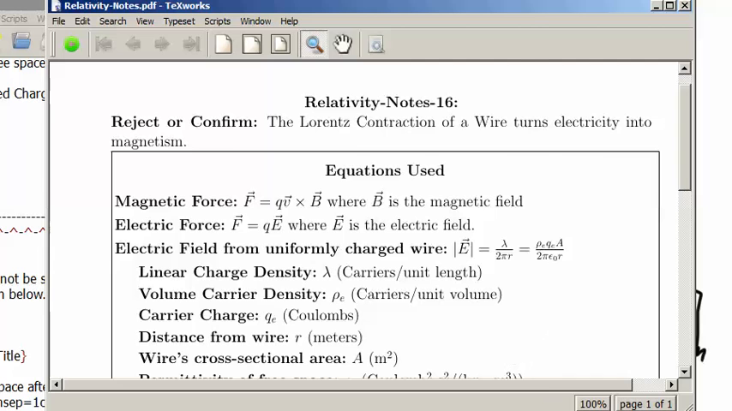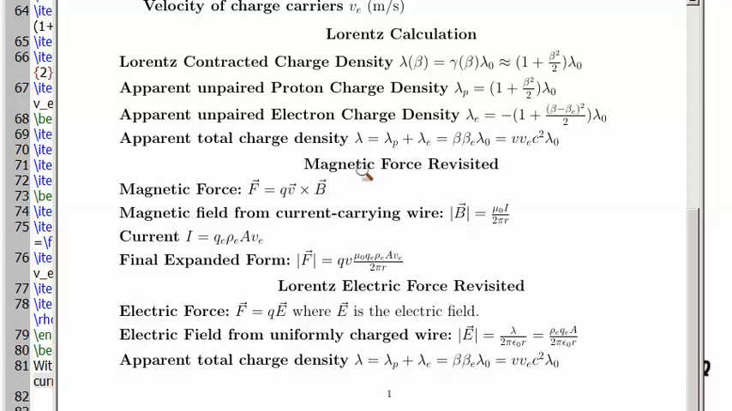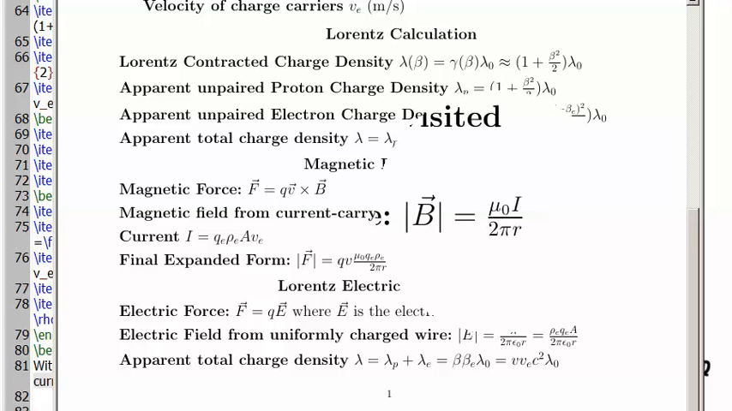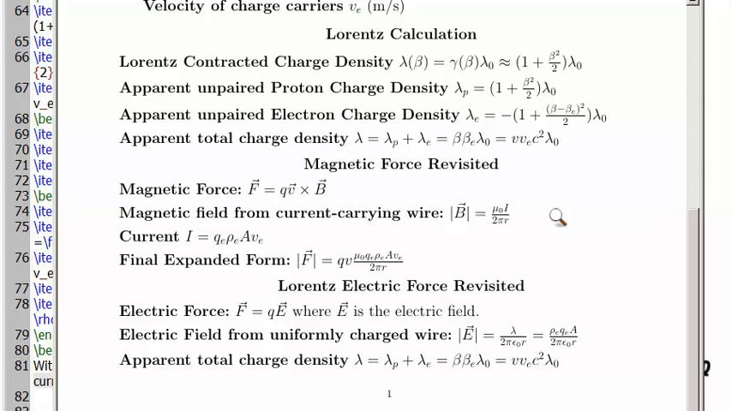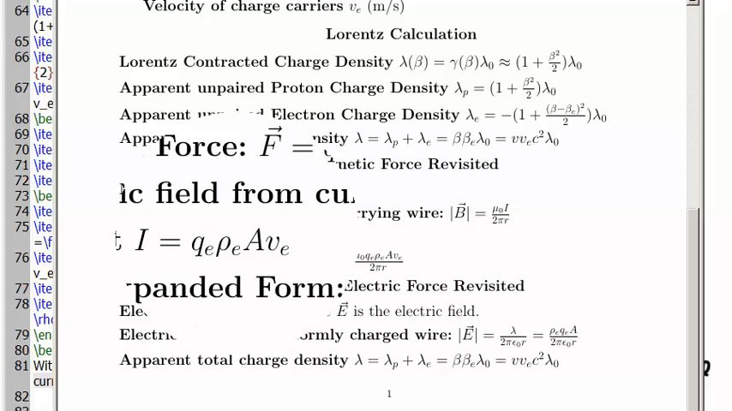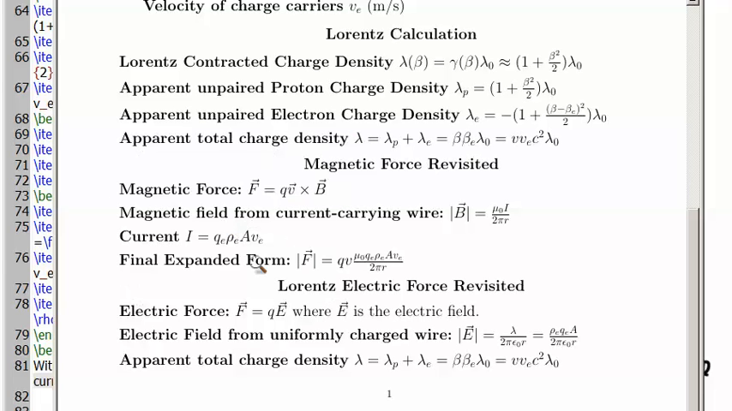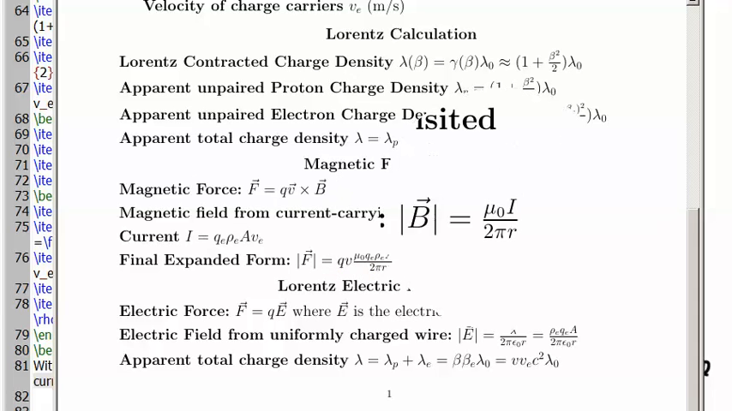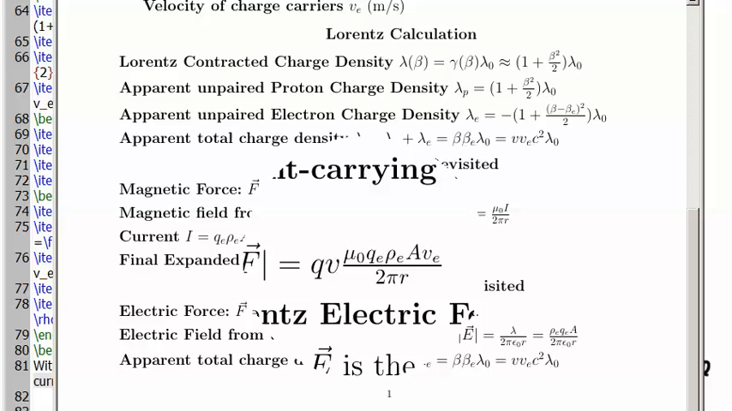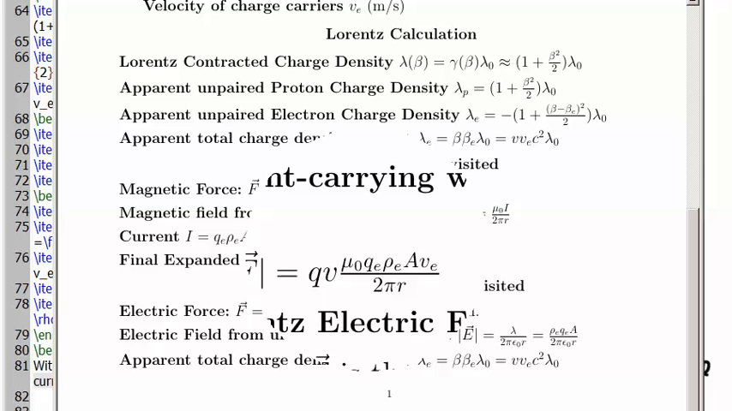So in summary, the magnetic force is force equals QV cross B. We replace that magnetic field with the magnetic field from a current carrying wire, which is mu sub naught I over 2 pi r. We also replace the current with Q sub E rho sub E A times the velocity of the electrons. And then we find that when we replace B with this and I with this, we get QV mu sub naught Q rho sub E A V sub E over 2 pi r.